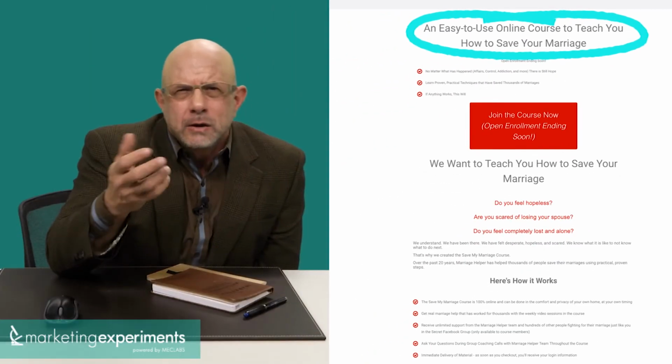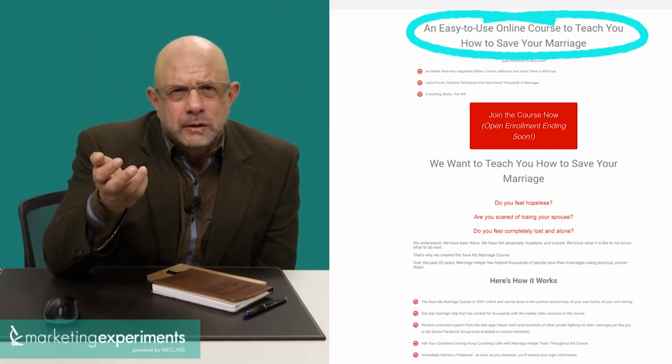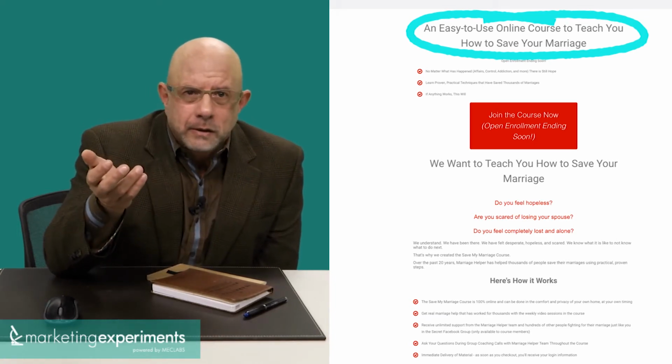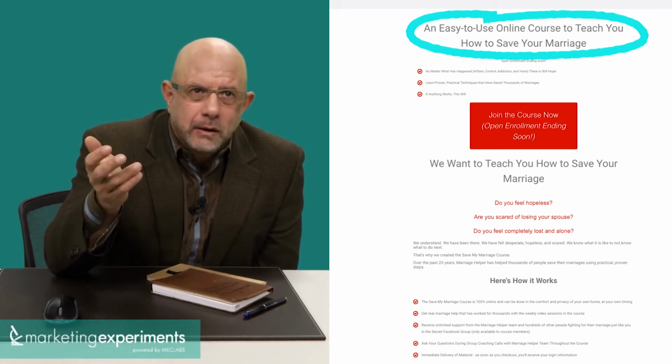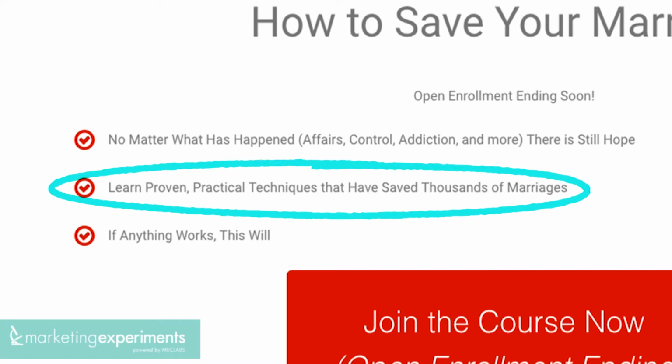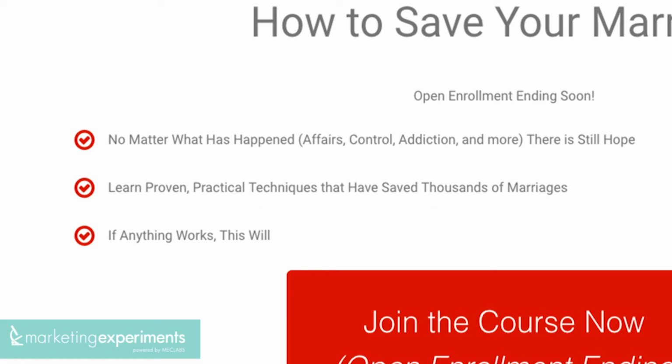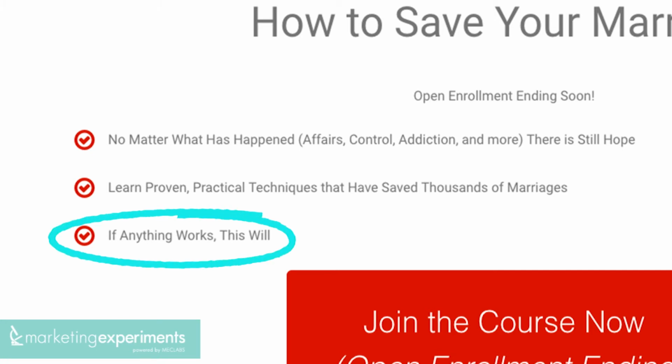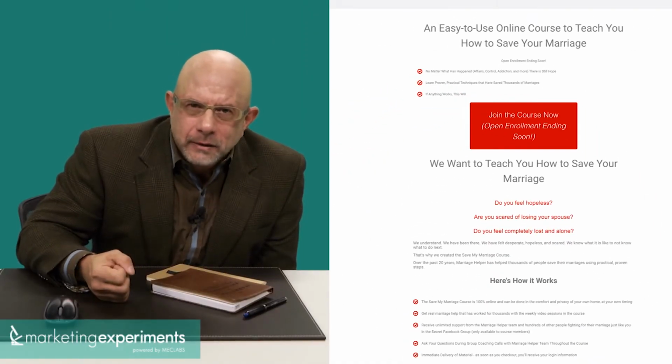So what do I know now? I know this site offers a course, and they claim, and that's how the consumer thinks, they claim that it'll help me save my marriage. And then they sort of give me some evidence. No matter what has happened, there is still hope. That's no evidence, it's a restatement of the same thing. It says, learn proven practical techniques. There's some evidence because they're saying it has saved thousands of marriages. It's not very believable. It's not very credible. I don't know what thousands means. I don't know if it's true. And then it says, sort of like a reassuring, aw shucks, darn, if anything works, this will. I don't know why I should believe that either.